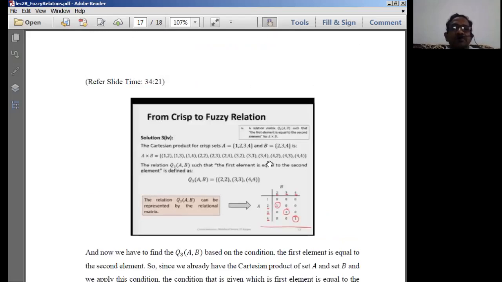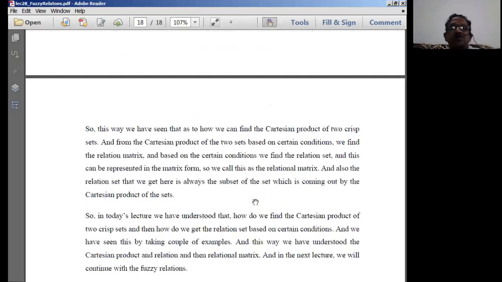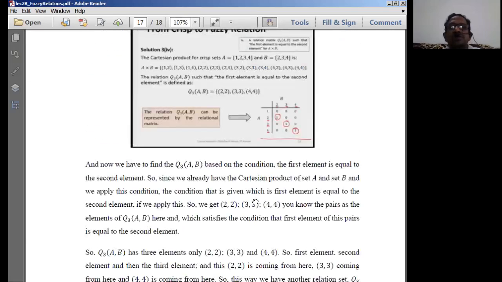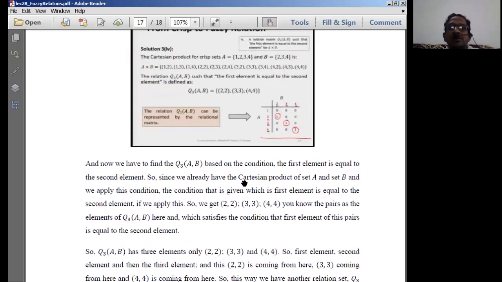Similarly, we made a relationship for another type of criteria, that is first element is equal to the second element. We're going to get such a matrix relationship. So in today's session, we will try to understand the relationships for fuzzy sets now. So how we'll do it for fuzzy sets, we'll see now.